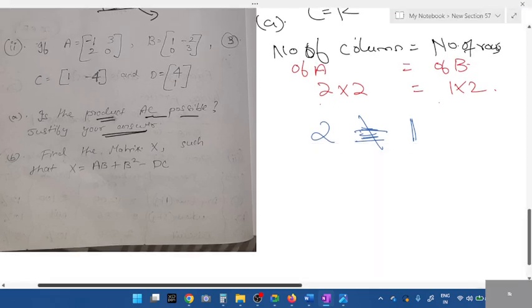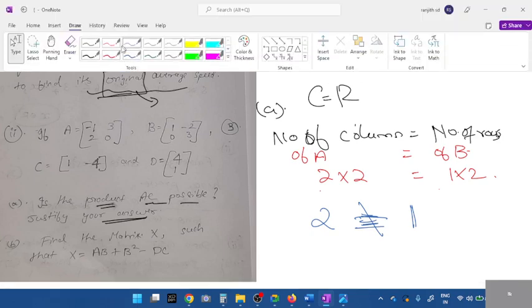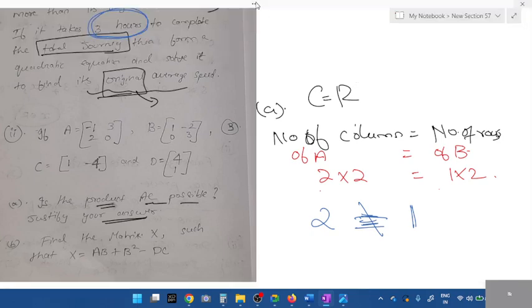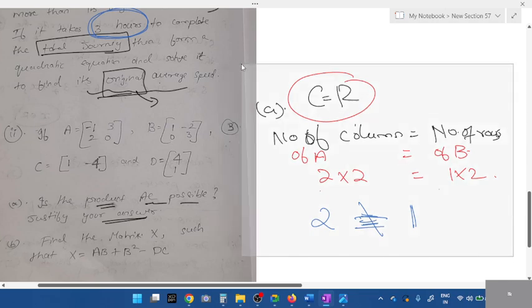This is known as a competency question. They'll ask you whether it is possible. This is how you have to solve. So remember CR. Take down this statement and this is how you're supposed to write. Number of columns, number of rows: 2 is not equal to 1. Therefore, product AC is not possible. Is it clear? Understood?